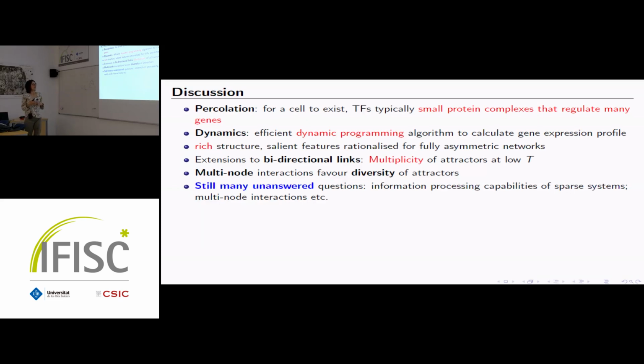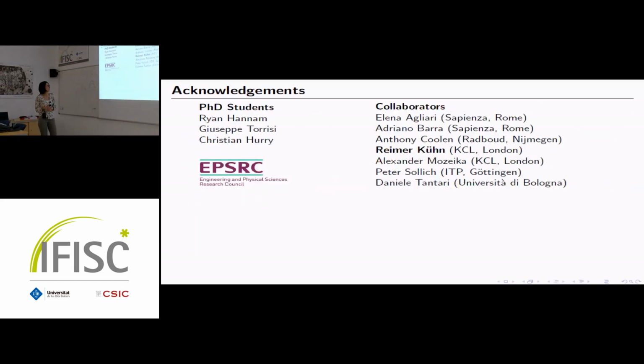So, okay, there are still many unanswered questions, many of them pointing towards information processing capabilities for sparse systems, others pointing towards multi-node interaction. I hope to discuss more with you about this.